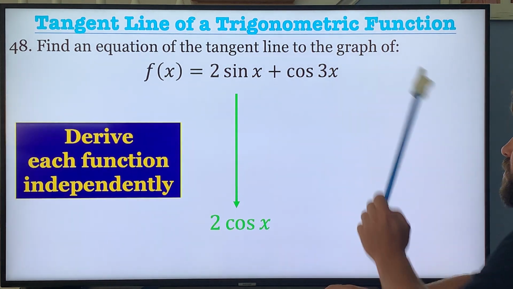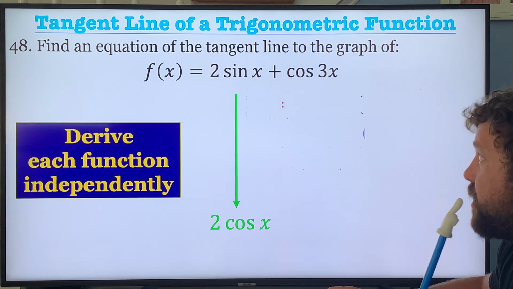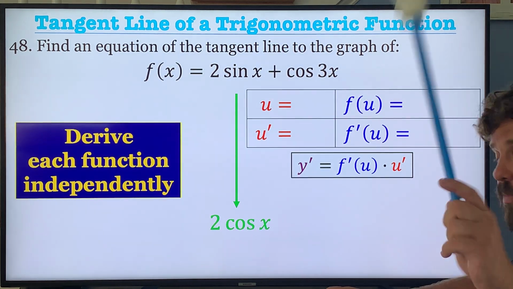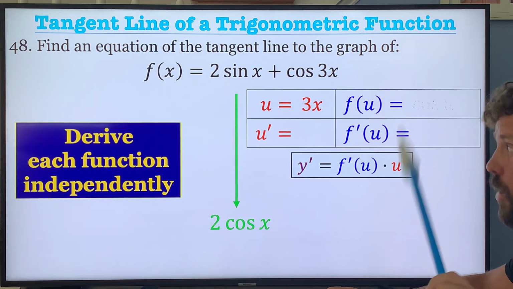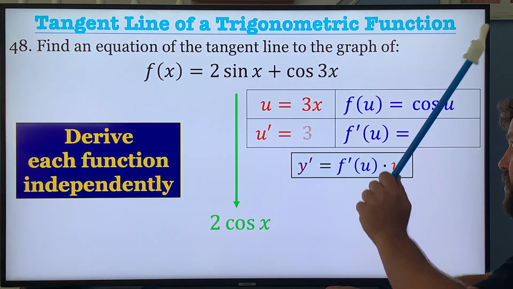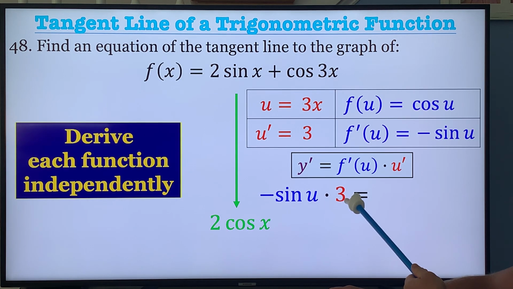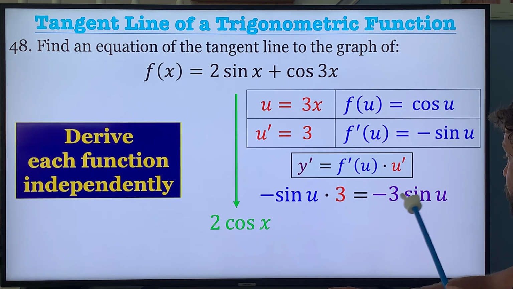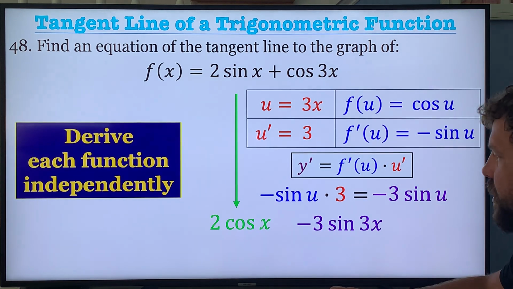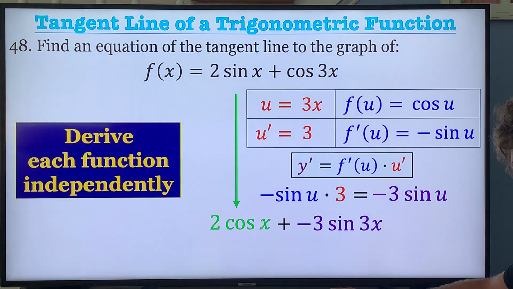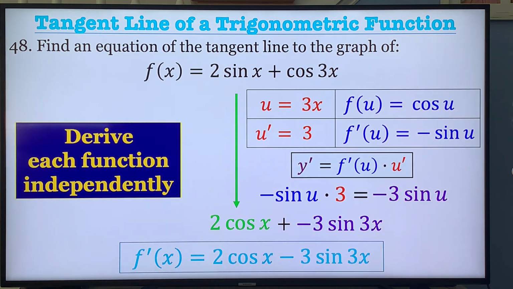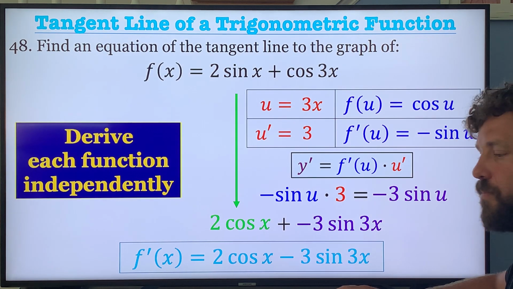That's an easy one. Derivative of cosine 3x. This one, you need to use your chain rule. What's my u? 3x. F of u is cosine u. Derivative of that is 3. Derivative of cosine u is negative sine u. So, negative sine u times 3 is negative 3 sine u, or negative 3 sine 3x. And guess what? Boom. Add them together. That's your answer. 2 cosine x minus 3 sine 3x. See? Told you you could do it.